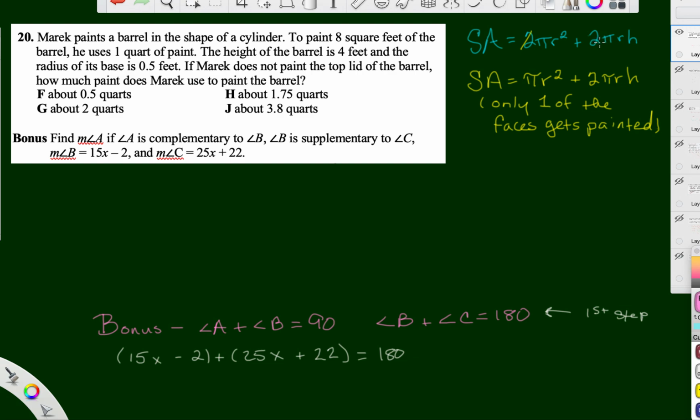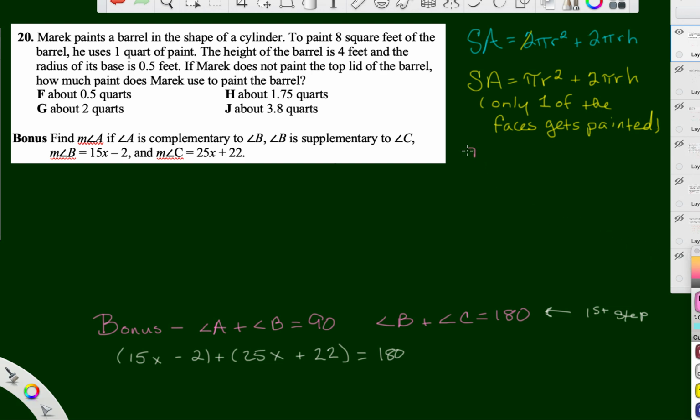Plus the surface area of that cylindrical tube, right? And that's 2 pi r, the circumference, times the height. All right. The height of the barrel is 4 feet, so we can start adding these numbers in, right? Am I in the right? Yeah, that's fine.